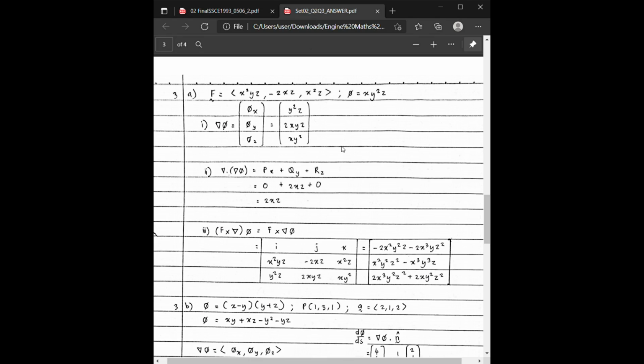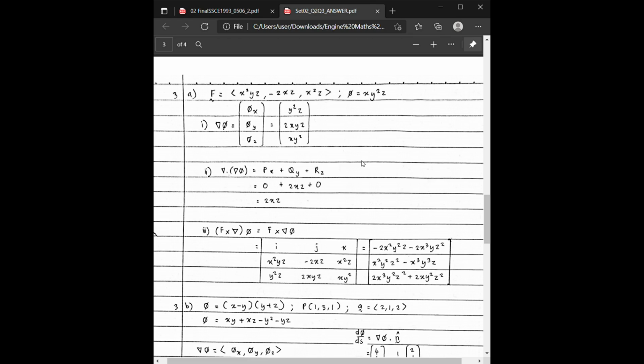So the first one, to find our del gradient, we can make a vector: gradient x, gradient y, and gradient z. To find our gradient x, we differentiate with respect to x. For gradient y, we differentiate with respect to y, and for gradient z we differentiate with respect to z.